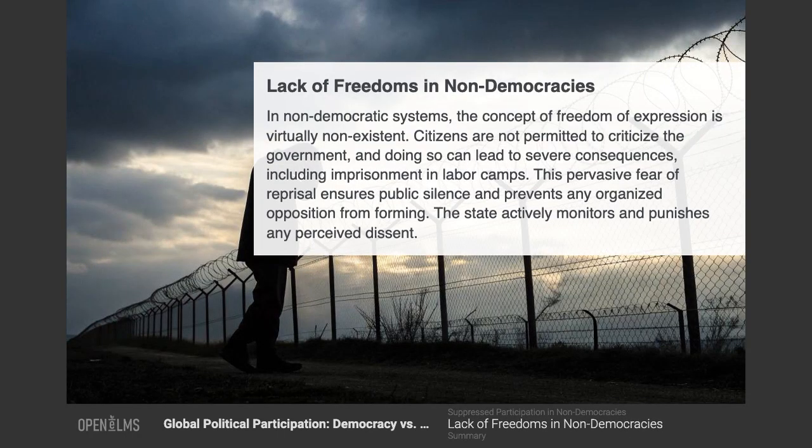Lack of freedoms in non-democracies. In non-democratic systems, the concept of freedom of expression is virtually non-existent. Citizens are not permitted to criticize the government, and doing so can lead to severe consequences, including imprisonment in labor camps. This pervasive fear of reprisal ensures public silence and prevents any organized opposition from forming. The state actively monitors and punishes any perceived dissent.